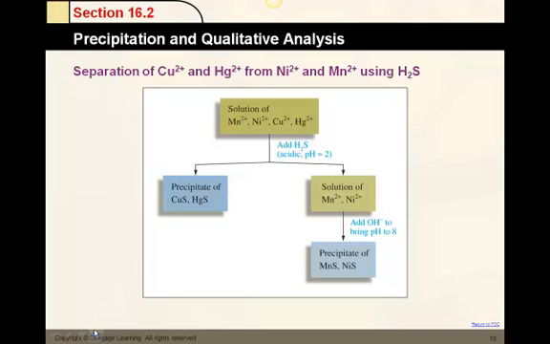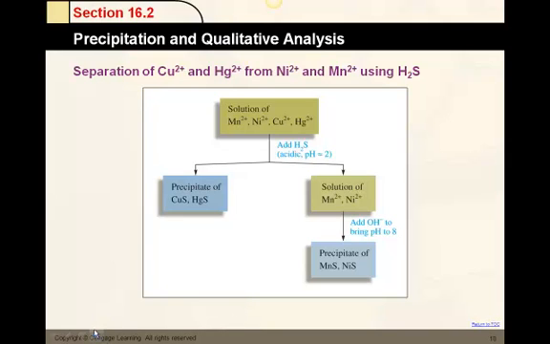Well, you can see that in your textbook and here on this particular slide, they're showing you how you separate copper ions, mercury ions, nickel ions, and manganese ions using H2S. Essentially, what they're showing you is that if you have a solution of one of those, perhaps you don't know what solution you have, and you add some H2S, what will happen is copper sulfide and silver sulfide will be produced, and you'll be left with a solution of manganese and nickel.